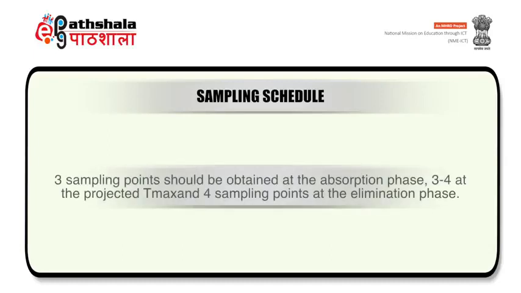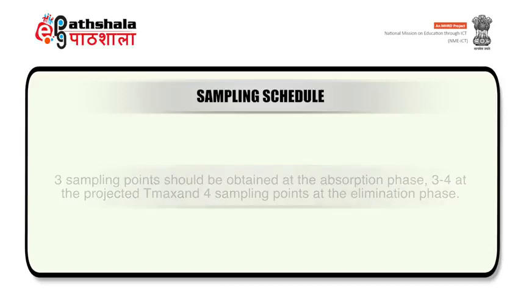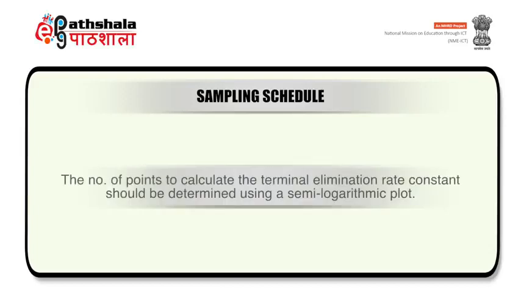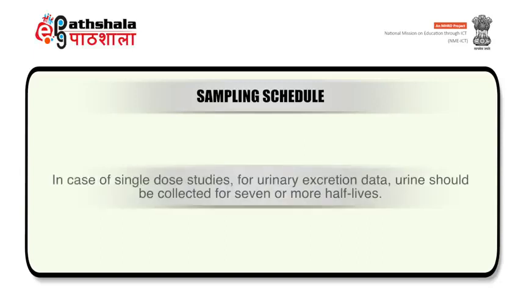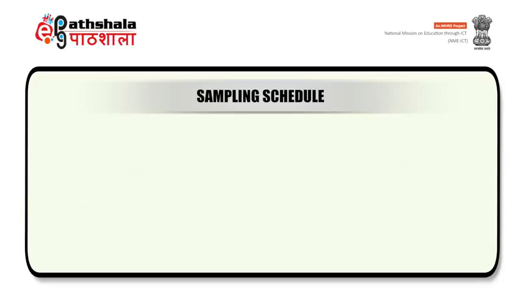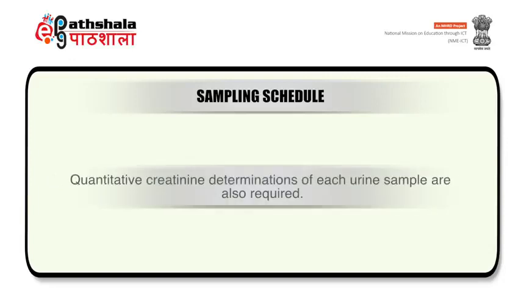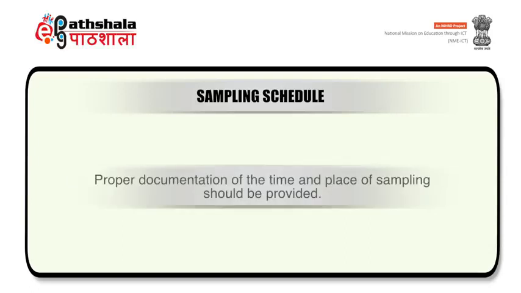Three sampling points should be obtained at the absorption phase, 3 to 4 at the projected Tmax and 4 sampling points at the elimination phase. The number of points to calculate the terminal elimination rate constant should be determined using a semi-logarithmic plot. In case of single dose studies for urinary excretion data, urine should be collected for 7 or more half-lives. Quantitative creatinine determinations of each urine sample are also required. The proper documentation of the time and the place of sampling should be provided.